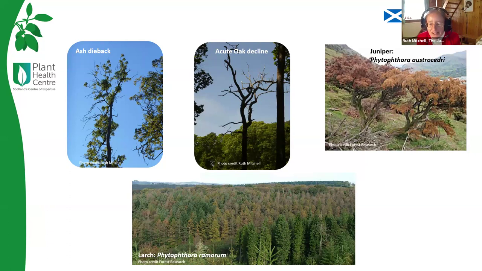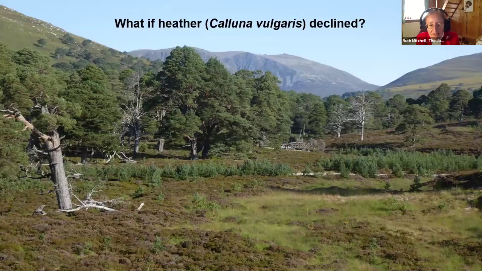And I sometimes worry I'm known as Dr. Doom whenever I talk, because I'm always talking about the risk of trees being impacted by disease. But I've become increasingly concerned that perhaps we always think about plant health in relation to trees. What we don't often stop and think about is plant health in relation to non-tree plants. So, for example, what might happen if a pest or pathogen established that impacted our heather, Calluna vulgaris? Certainly in Scotland, heather covers a wide area, and it could have huge impacts.